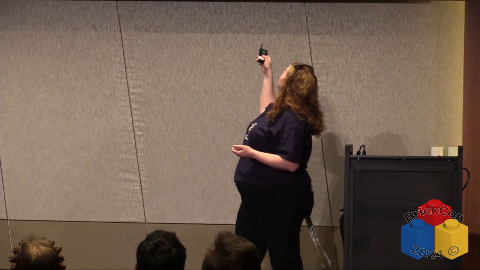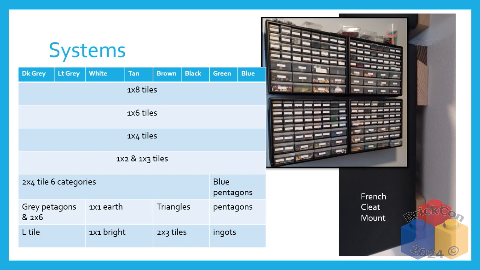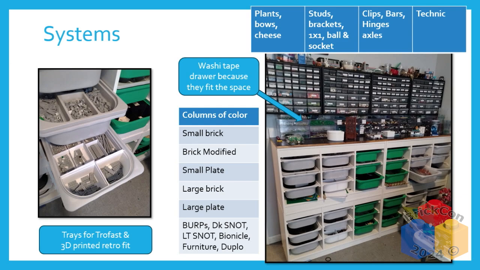The picture also shows the side, which is French cleats, which means I can take my Akro-Mils and just pick them up and pull them off the wall, which has been a really fun thing for me. A little bit more about my system. This is the bulk of my Lego storage. Again, I have these washi tape containers in here because they each give me 9 little sections and they fit between my Trofast and my Akro-Mils.